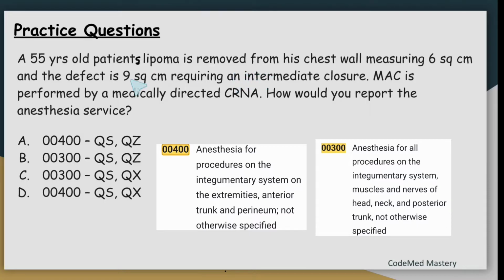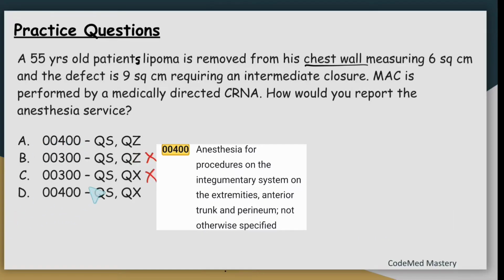They have mentioned lipoma is removed from his chest wall, right? So chest wall is present in anterior trunk portion, right? So it will match with the code 00400. So we'll eliminate option B and option C directly. Now we have option A and option D. The code is 00400, but the modifiers are different.